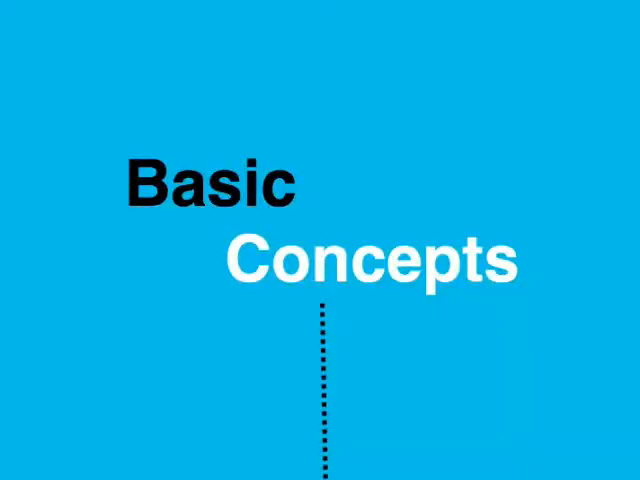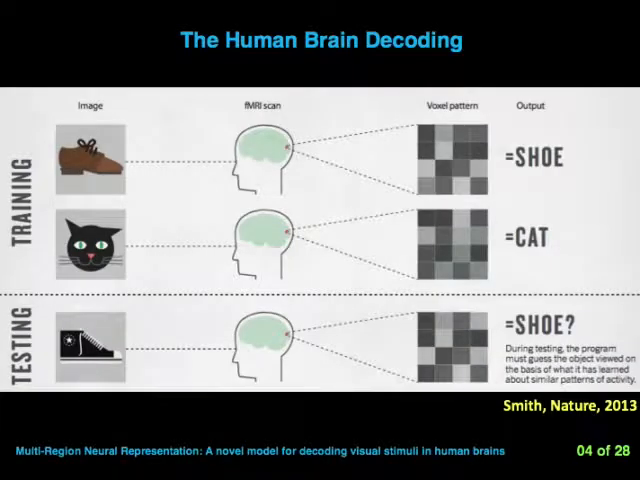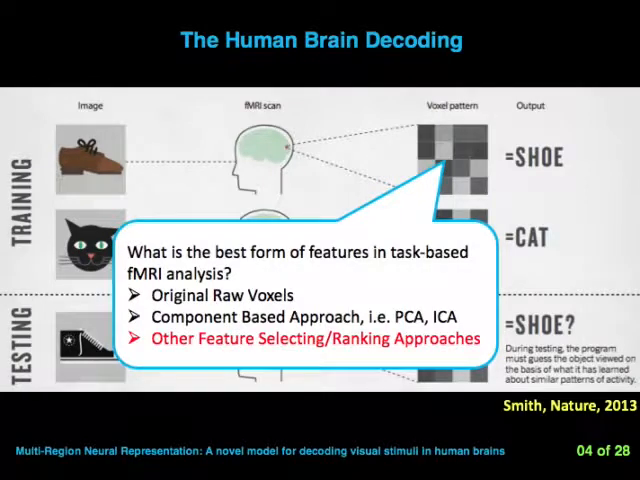Let's start with basic concepts. This is the problem statement. We have different patterns of the human brain across stimuli. We try to generate a cognitive model to predict the category of a new stimulus. Now the question is, which form of patterns is suitable for learning a cognitive model?